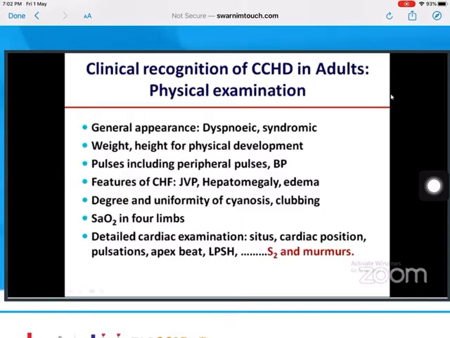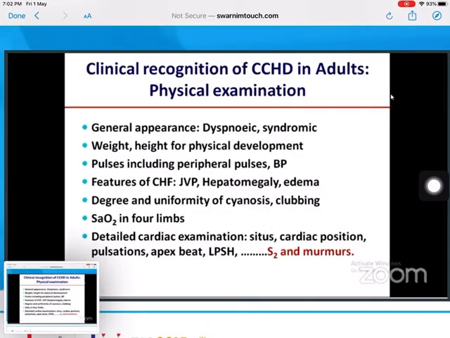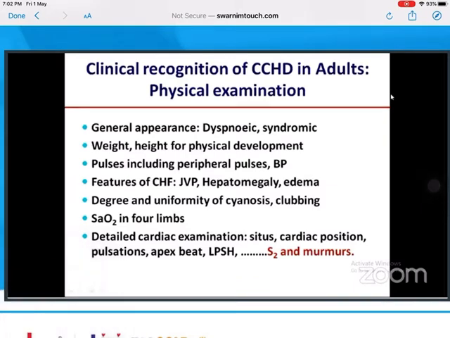On examination, again, general appearance, physical development, because in straightforward tetralogy, you don't really expect much delay in the physical development. Examine pulses, blood pressure, look for features of congestive heart failure. Then for cyanosis, is there any differential cyanosis? How much is the clubbing? Sometimes cyanosis may not appear very severe because the patient is anemic, but the clubbing is significant, suggesting that desaturation is likely to be more.